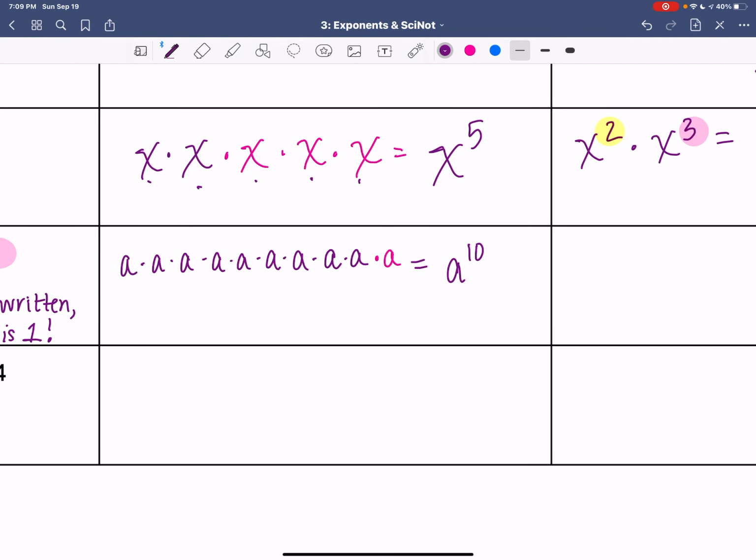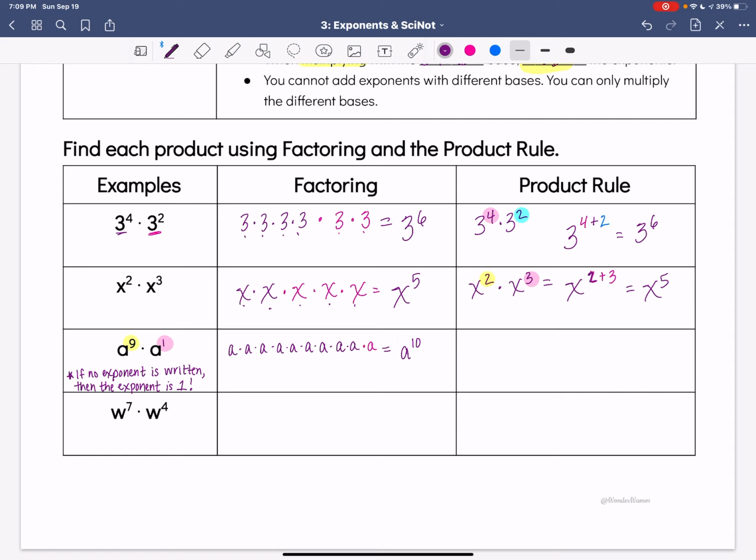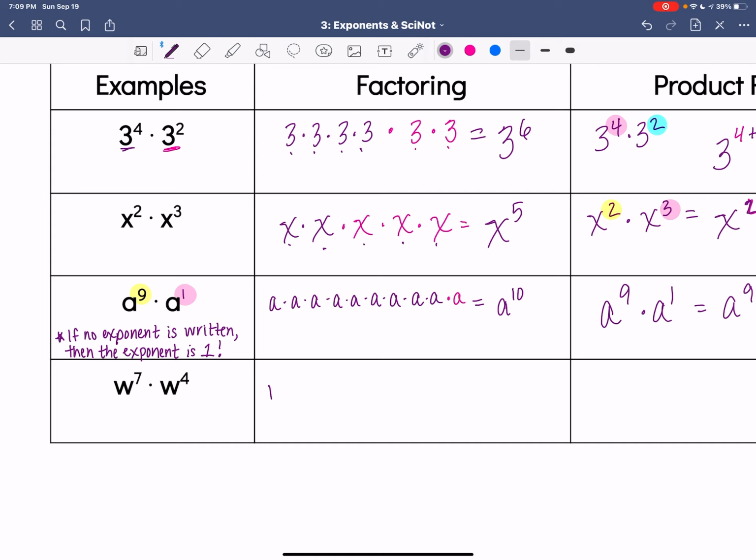All right, and the shortcut for using the product rule is if you go a to the 9th times a, and I always write in that 1, you're going to get a to 9 plus 1, which equals a to the 10th. So we got the same thing. All right, I'm going to go a little bit faster on these next ones. And I'm not going to color code, but if you do need to color code, feel free to go back.